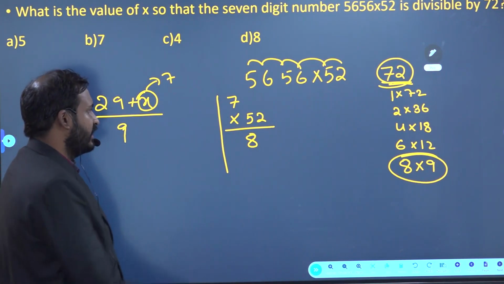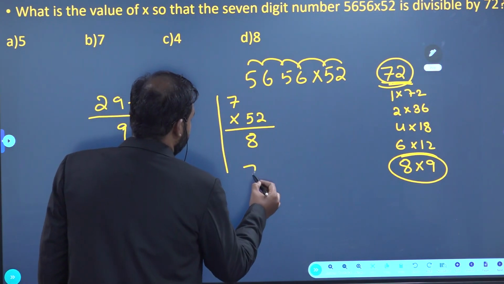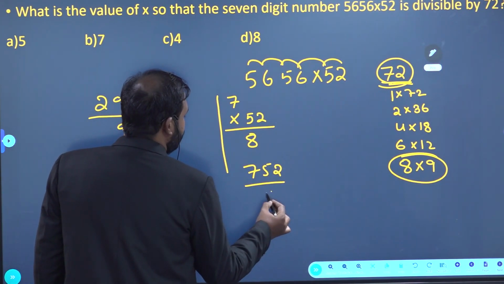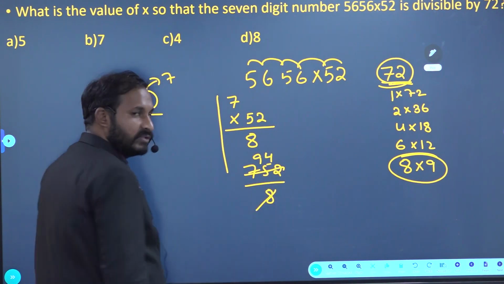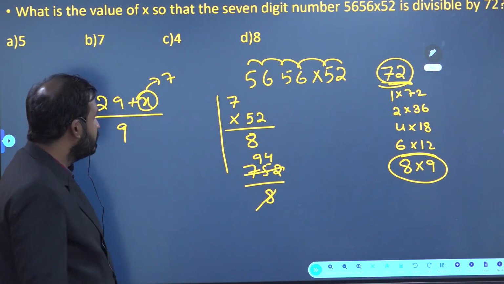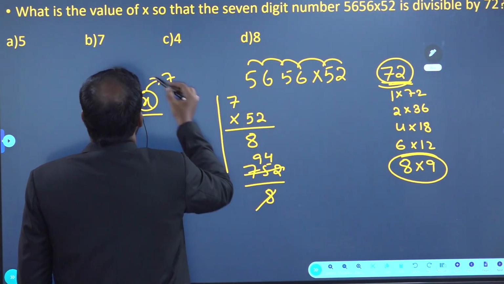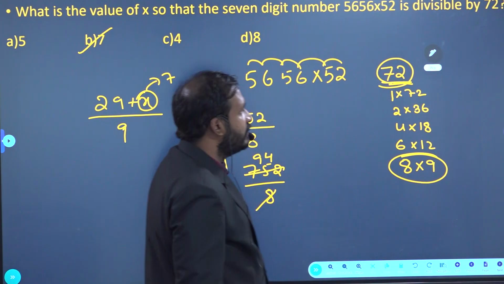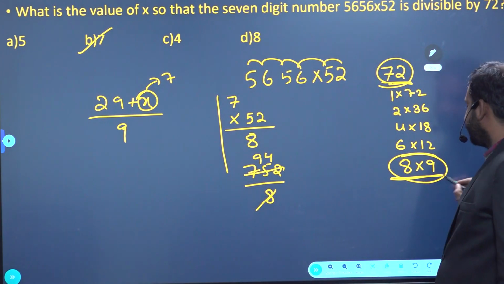I will just verify. Is 752 divisible by 8? Yes, 752 is divisible by 8. 8 9s are 72 and I will be left with 32. 8 4s are 32. Right? So the value of x becomes 7. We should know this one, students.